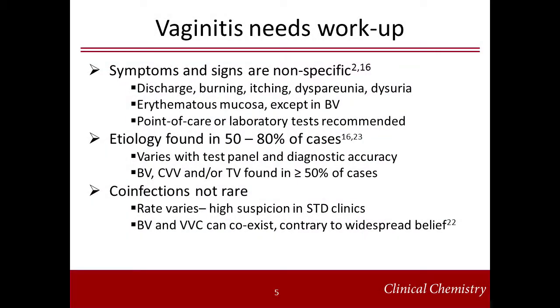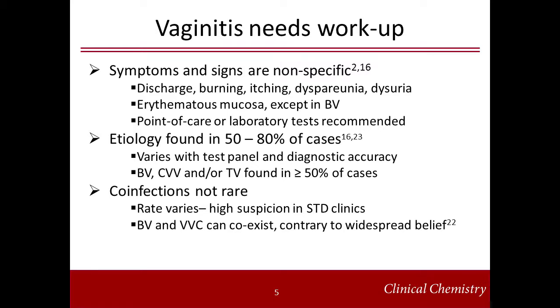The key word of this slide is workup, because many studies have confirmed that symptoms and signs of vaginitis are non-specific and insufficient for making a diagnosis. Common symptoms are increased or changed vaginal discharge, burning, itching, dyspareunia, and dysuria. A physical examination with the use of a speculum usually reveals a red and inflamed mucosa in Candida and Trichomonas vaginitis, but not in bacterial vaginosis.